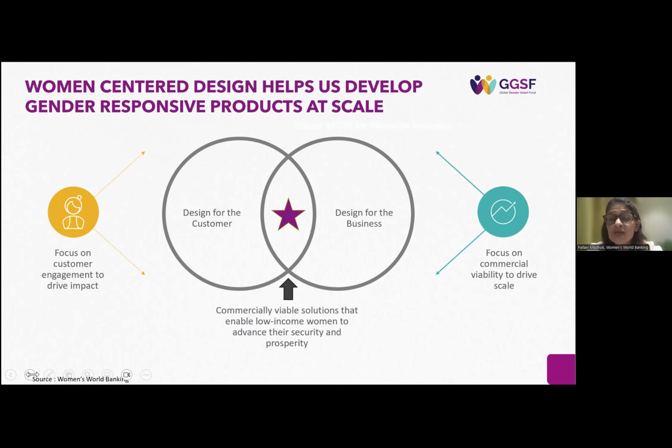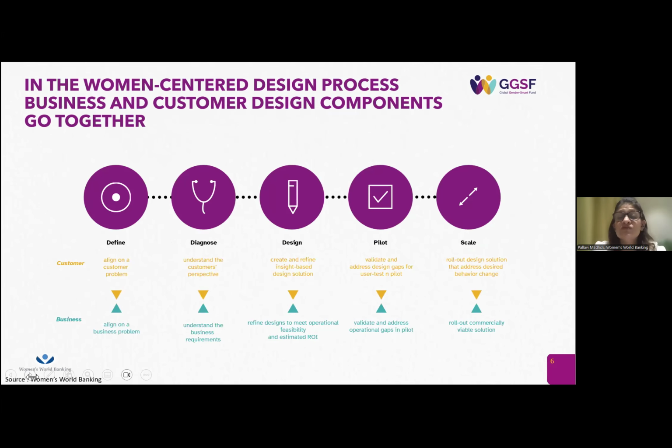And therefore, when we meet both twin objectives, we develop solutions that are commercially viable solutions, but also solutions that enable low-income women to advance their security and prosperity. So that's really the philosophy of women-centered design. This can be divided into five steps in a process.